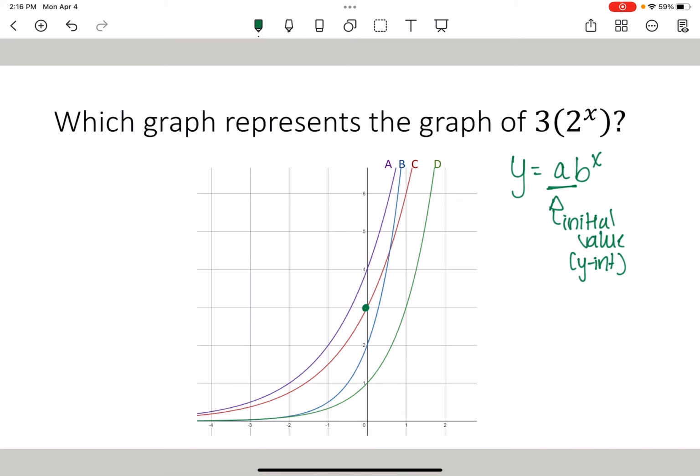So if we look at this, the point 1,6 is on my graph. So if I plug that in, I get 6 equals 3 times 2 to the 1. So if we simplify this, we get 6 equals 3 times 2, which is 6 equals 6. So that verifies that C is the correct answer choice.